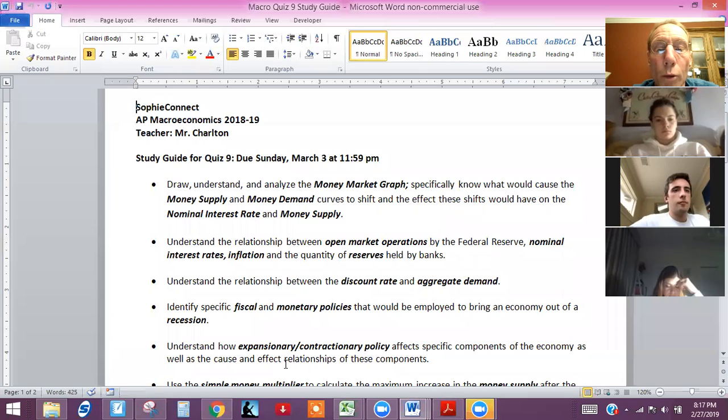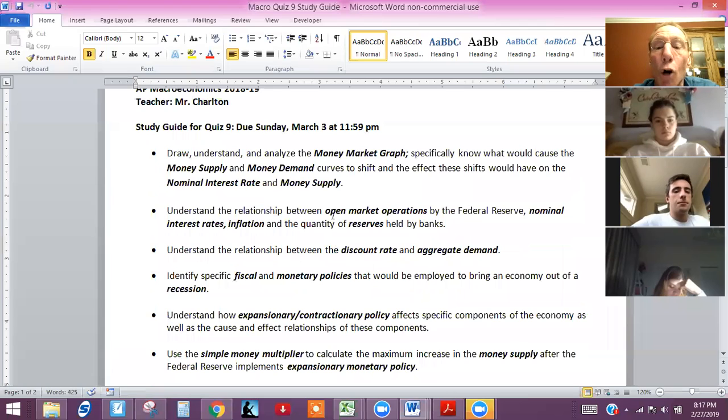Okay, where were we? So we want to understand, and I've kind of gotten into this one right here, open market operations. What we're talking about there, of course, is when the Federal Reserve either buys or sells bonds on the open market. And how is that going to affect nominal interest rates, inflation, and the quantity of reserves held by the banks? Well, obviously, if they're going to use expansionary policy, right?